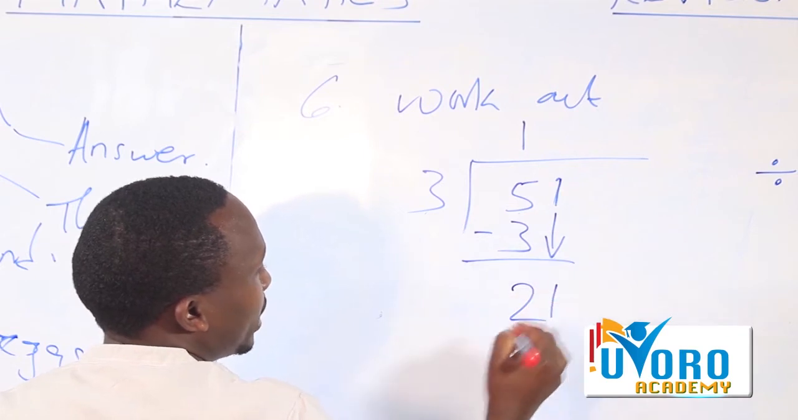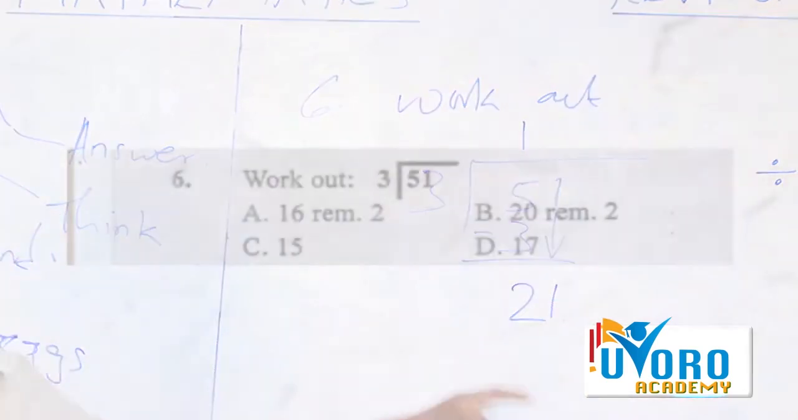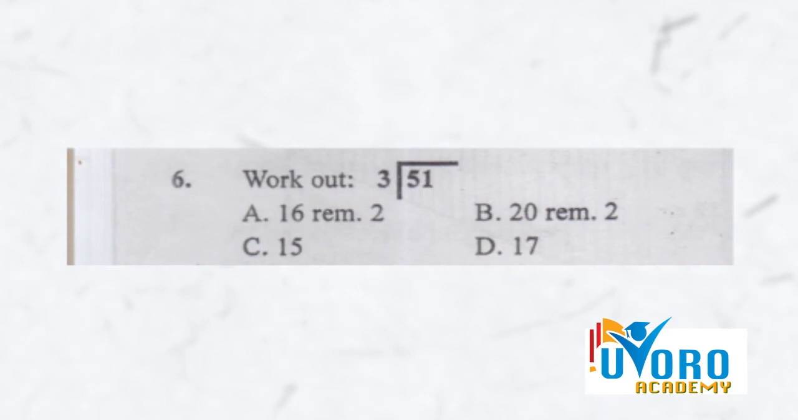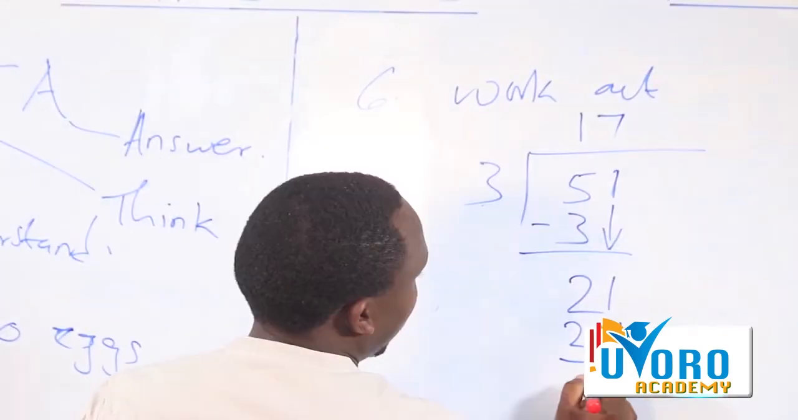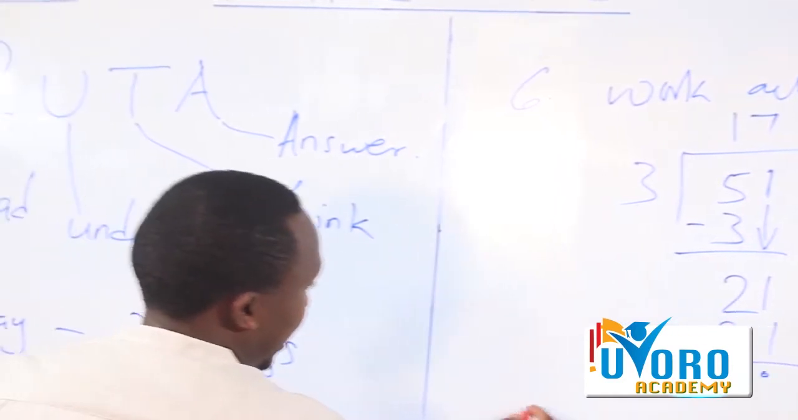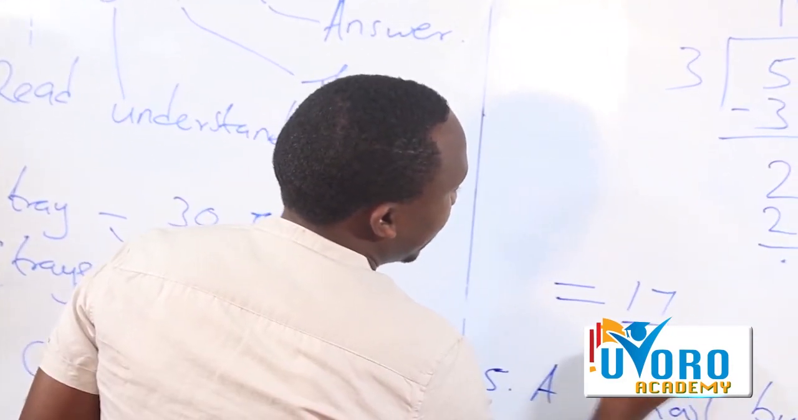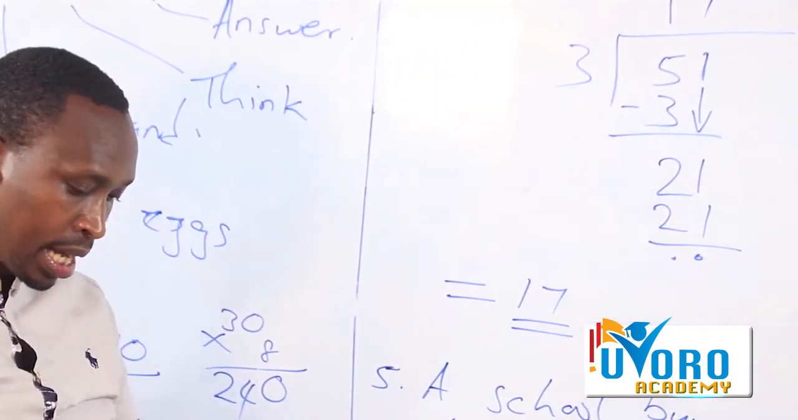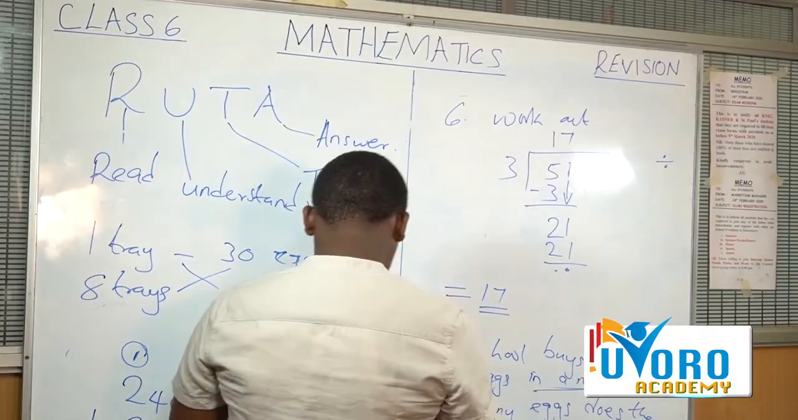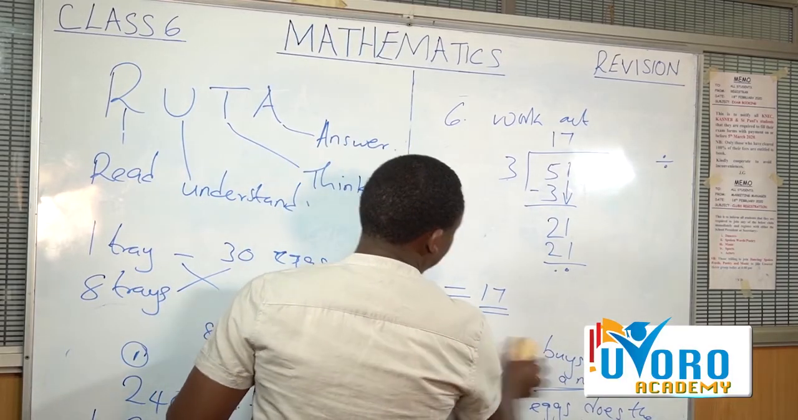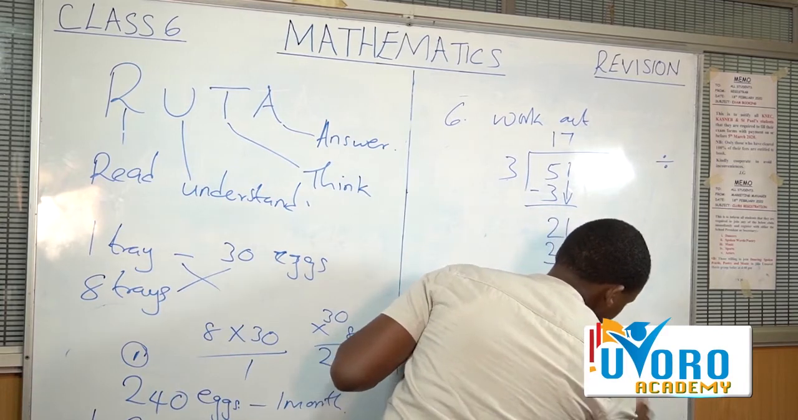This one remained here. We are supposed to drop it there. 3 times what equals 21? That is 7 because of 21. So, the answer is 17. That is our answer. We go to number 7.